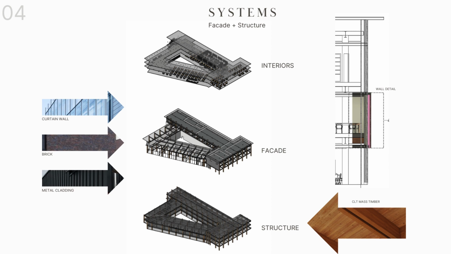After studying some things with the climate analysis as well as different cost factors, I decided that the post and beam structure using mass timber was going to be best for my space. And finally, on the right-hand side, you can see a wall detail that just includes some of that brick. You see a little bit of insulation, and then it continues on to the interior.